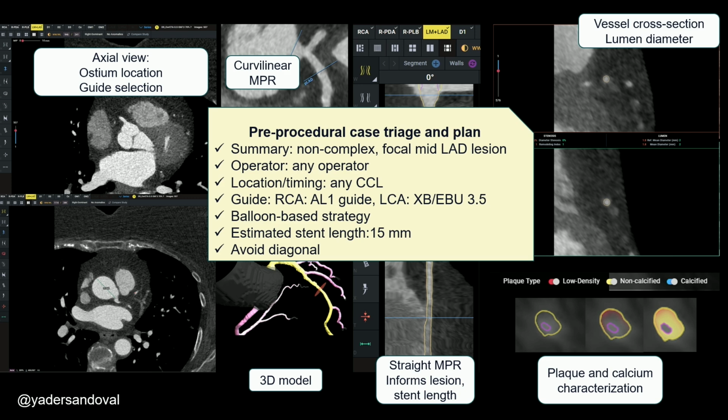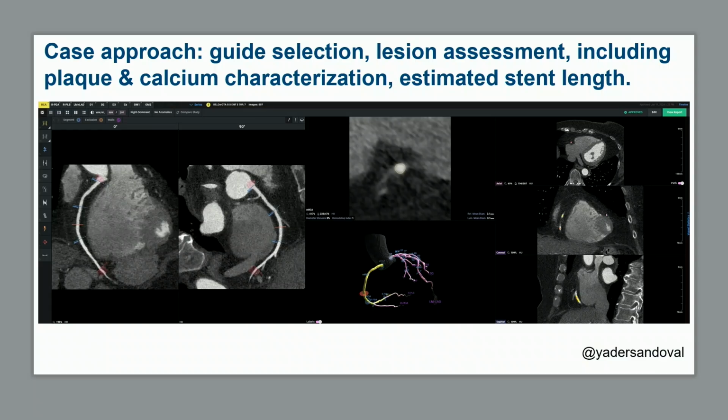You just need a balloon. You don't need atherectomy or IVL. You know you want to avoid the diagonal. You need probably a 15-millimeter stent. So you can pretty much have your whole package. We have not been thinking about this in the cath lab historically, and there's clearly opportunities.